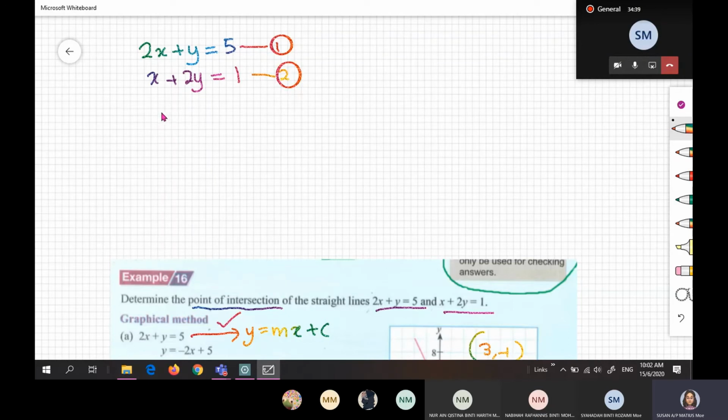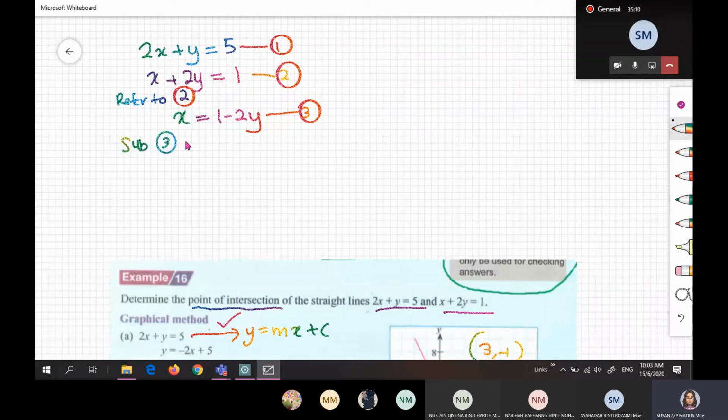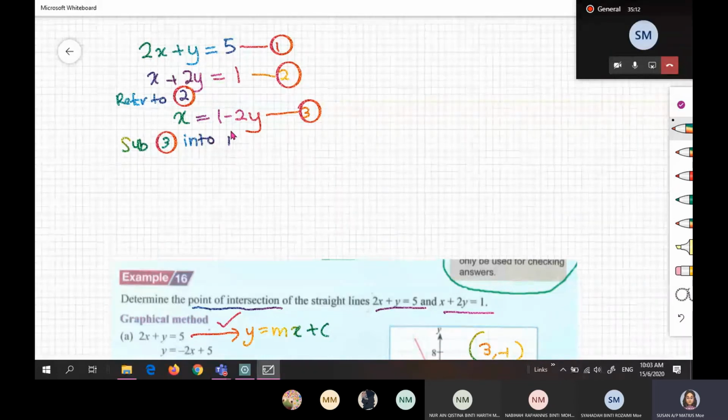So if I'm going to do elimination, I have to make sure that I put the equation in terms of x or in terms of y. So I'm going to do this. So x is equivalent to, referring to equation number 2, x is equivalent to 1 subtract 2y. Now I'm going to substitute this. This is going to be my new equation, which is 3. So I'm going to substitute 3 into 1.